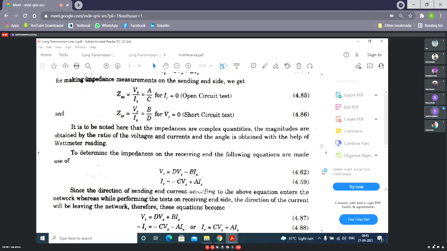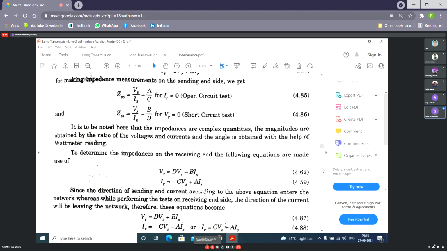So here, with only one term with current, this one will be plus. So VR will be DVS plus BIS. Here this is one term with current, so this will be minus. Again, this one will also be minus because this is IS. So the second equation will be this one. Cancelling out the minus signs, we get this equation. So when we are giving supply to the receiving end, our equations are this one and this one. Now the other things are exactly equal.